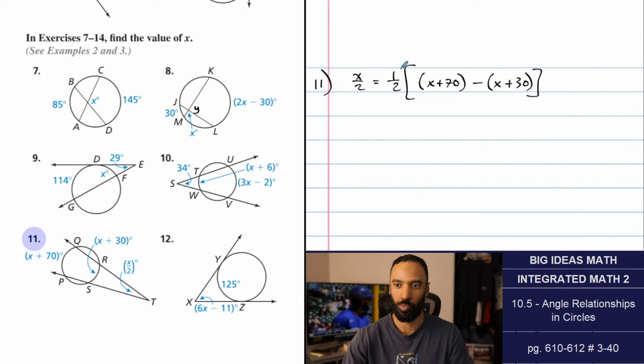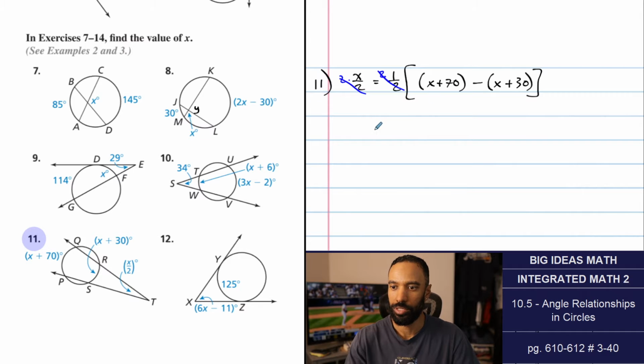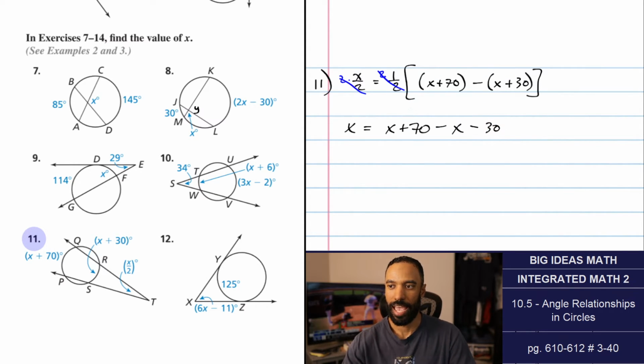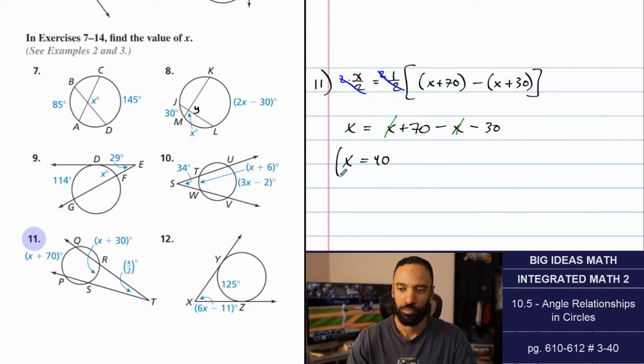So I'm going to do two things in one. I am going to multiply both sides by 2. Those 2's will be gone. Now it'll say x equals x plus 70 minus x minus 30, distributing the negative, and x minus x is gone. And now you're just left with 70 minus 30, so x equals 40.